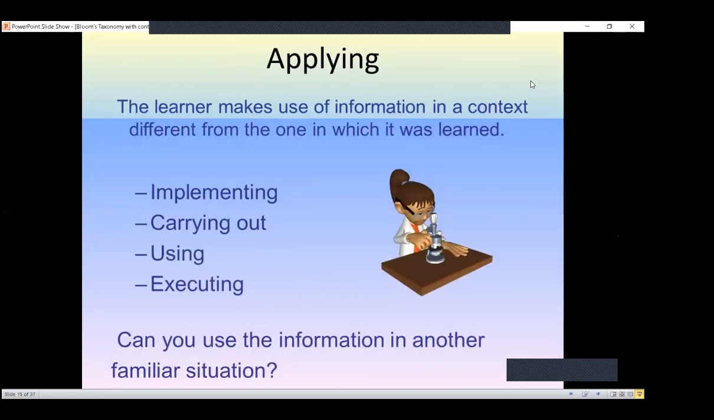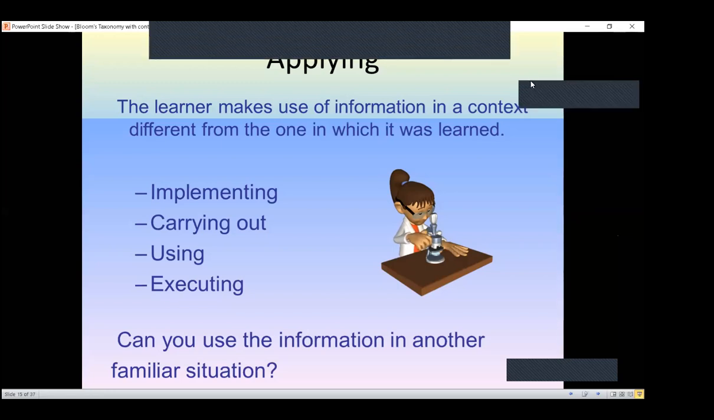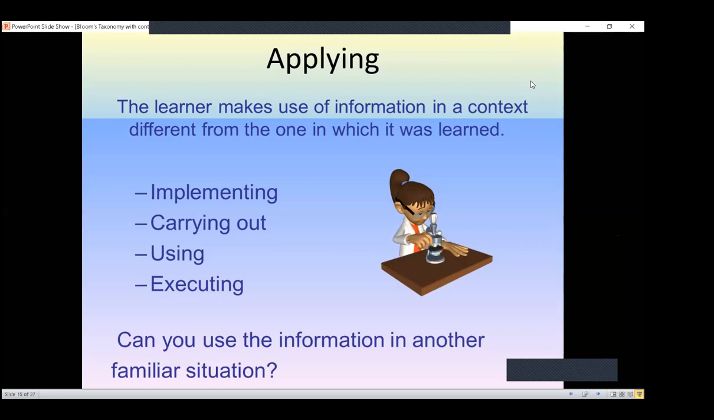Let us go to the third level. Now, from this level, higher order skills are developed. Remembering and understanding were the two lower skills. From applying, the higher order skills will start developing. Now, what is basically applying? Whenever we say applying, it means whatever information we have, we use that information in a different context, in another situation, implementing whatever is learned.